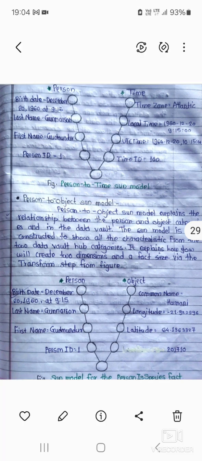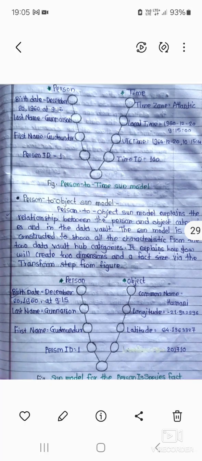Next is the person to object Sun model. Another subtype of the person models, there are two types: person to time Sun model and person to object Sun model. The person to object Sun model explains the relationship between person and object categories in the data vault. The Sun model is constructed to show all the characteristics from the two data vault hub categories. It explains how it will create two dimensions and a fact via the transform step from the figure.